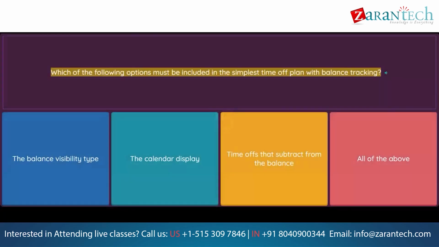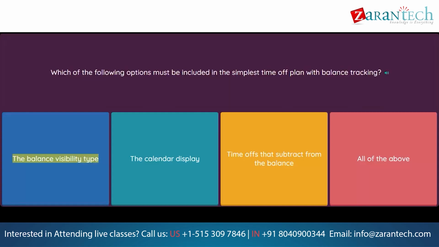Question: which of the following options must be included in the simplest time off plan with balance tracking? Option 1 the balance visibility type. Option 2 the calendar display. Option 3 time offs that subtract from the balance. Option 4 all of the above.